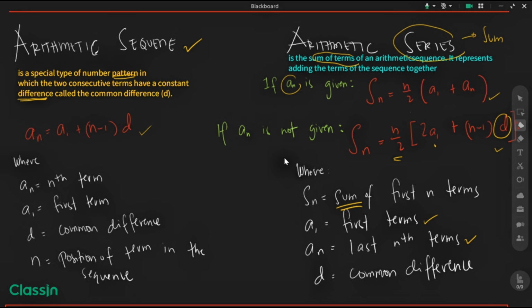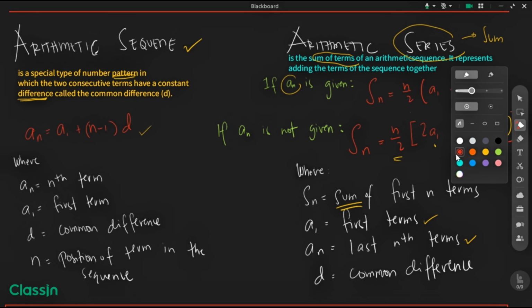So we are done with the arithmetic sequence. Now we are going to talk about the arithmetic series. This is the sum of terms of an arithmetic sequence. It represents adding the terms of the sequence all together. In this kind of series, it has two formulas: if the nth term, or a sub n, is given, and if the nth term is not yet given.